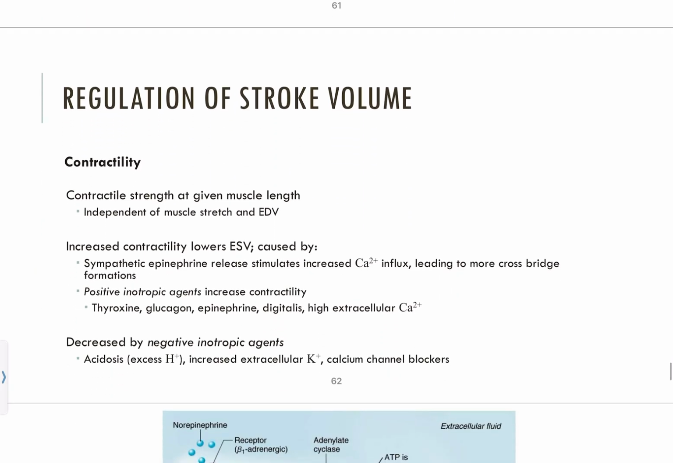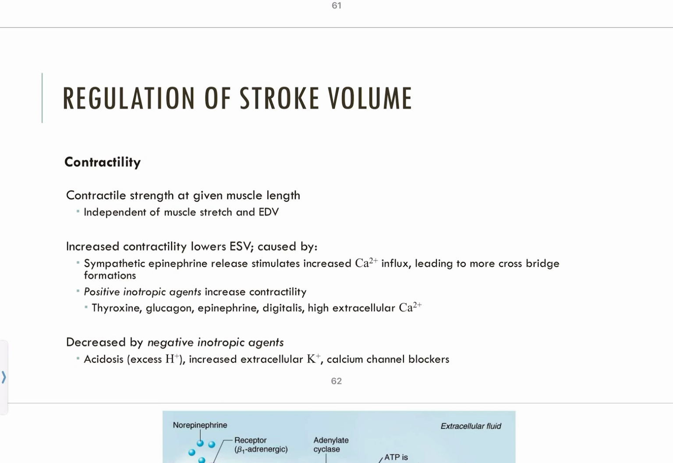The second factor that can affect stroke volume is going to be contractility. And this is how much force we have with our contraction at a given muscle length. And this is completely independent of the preload, or the stretchiness, or of end diastolic volume. We can enhance contractility by sympathetic stimulation. Epinephrine is really going to play the largest role here. And epinephrine's role is going to be to increase calcium availability, so we can increase the number of cross bridges that we form.